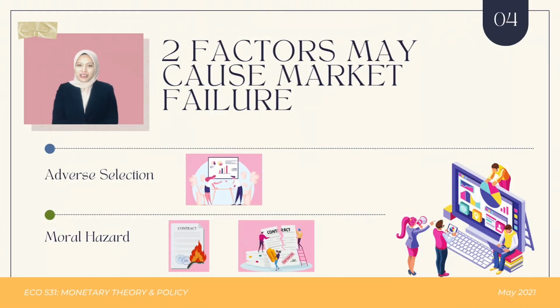We are moving on to the next part. In this topic, there are two famous factors that may cause market failures. First is adverse selection, and second is moral hazard. So for these sections, I will pass to my friend Nisa to explain further regarding these factors. Thank you.